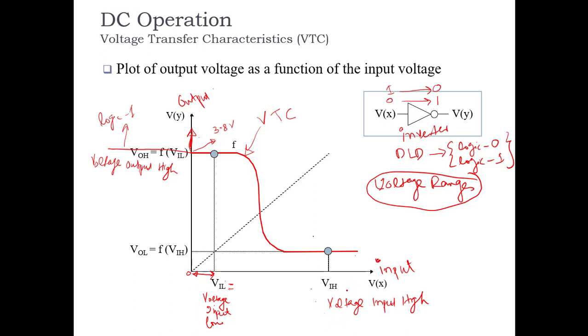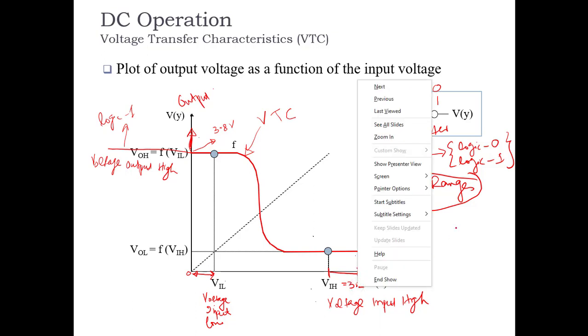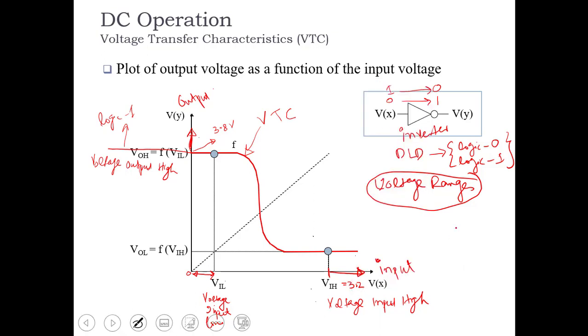So if I want to give an input of logic 1 to my NOT gate, it should be here. It should be above VIH. So let's consider VIH is, let's say, 3.2 volts. So it should be above 3.2 volts. Any input above 3.2 volts will be considered a logic 1.